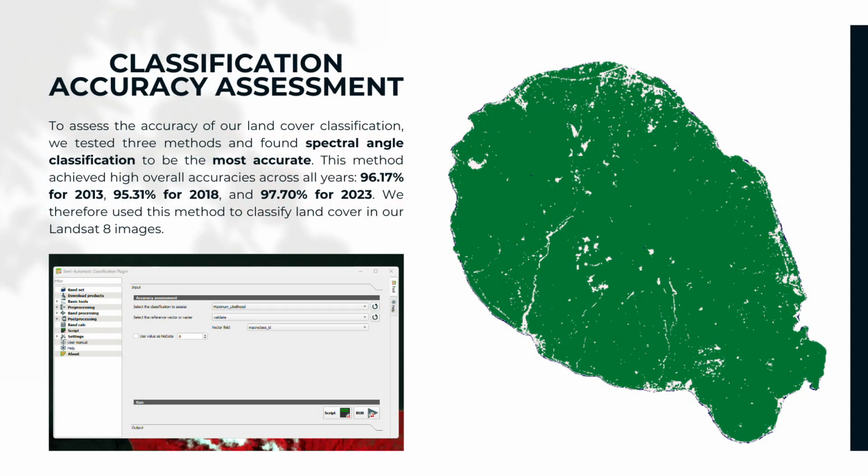To assess the accuracy of our land cover classification, we tested 3 methods and found spectral angle classification to be the most accurate. This method achieved high overall accuracies across all years: 96.17% for 2013, 95.31% for 2018, and 97.70% for 2023. We therefore use this method to classify land cover in our Landsat 8 images.